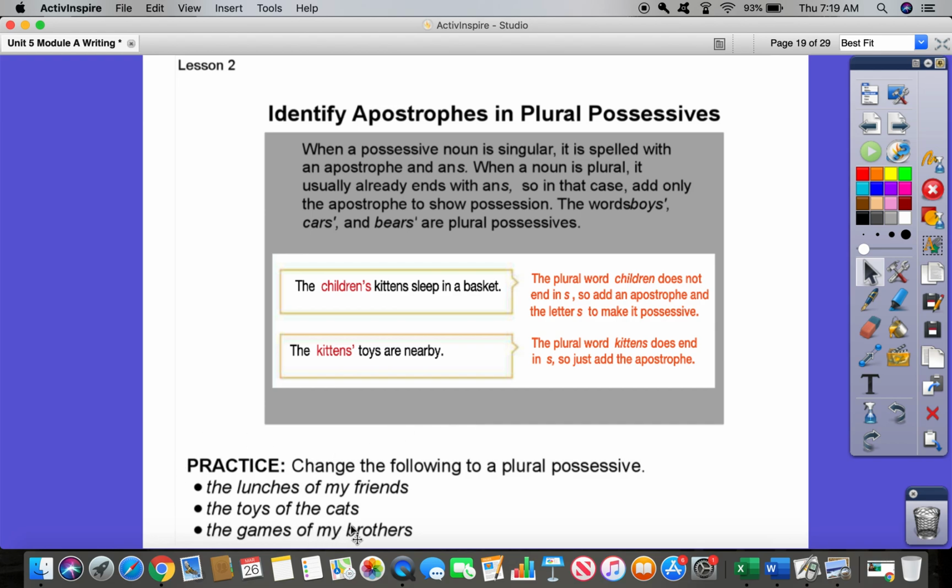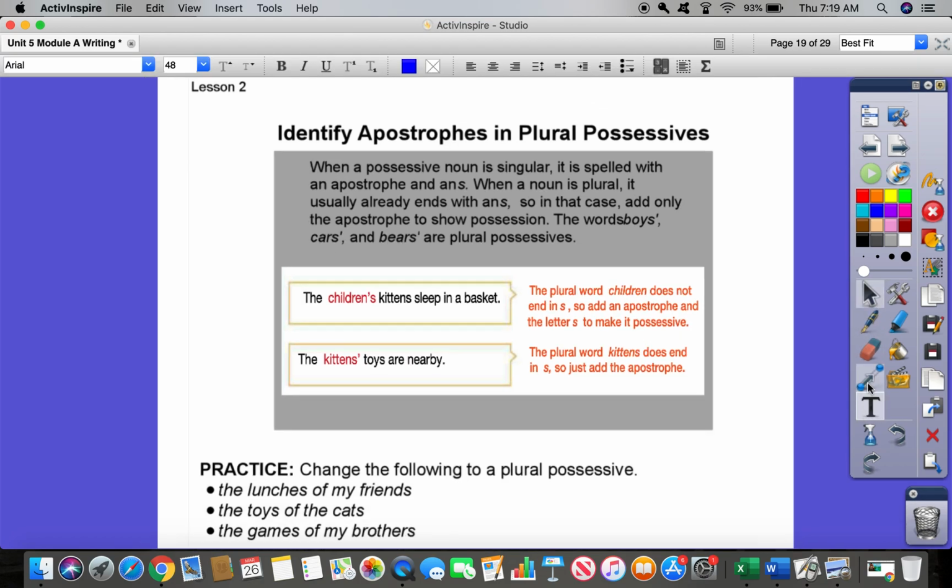Okay, so we're going to practice. I'm going to show you how to change the following to a plural possessive. For the first example, the lunches of my friends. Another way that we can say that would be my friends' lunches. Again, since it's two or more friends, it's S and then the apostrophe follows.